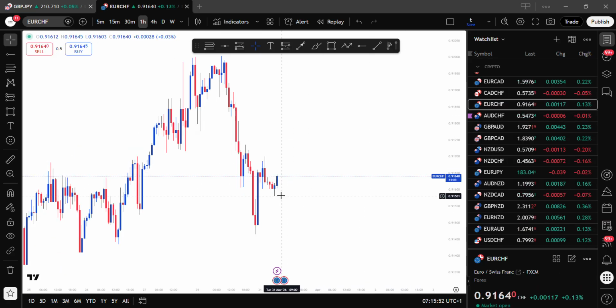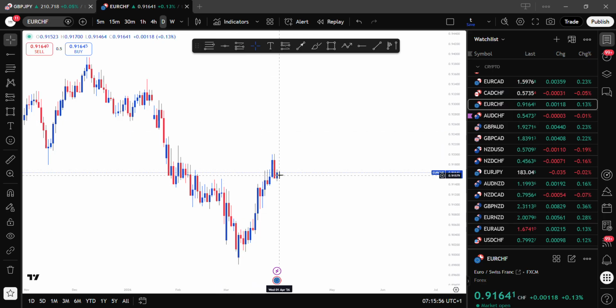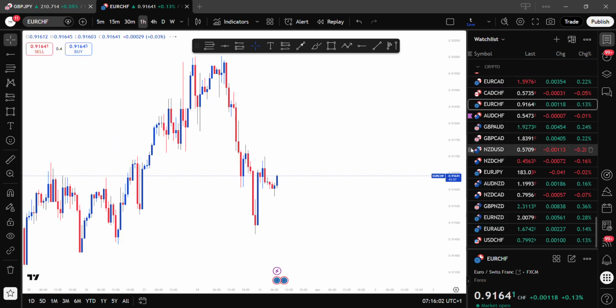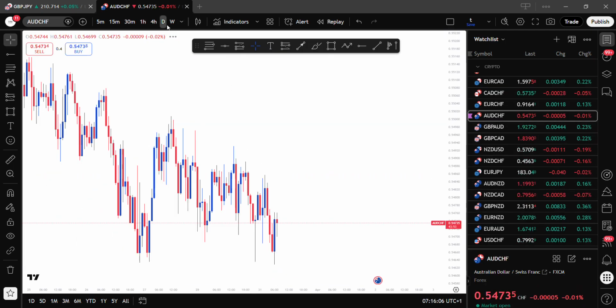On EUR CHF, as you can see on the daily time frame, the market has been buying the whole time. On the 4 hours as well, the market keeps buying, but there's no entry. On 1 hour, the market just keeps buying. Let's be patient and see what happens during the day.